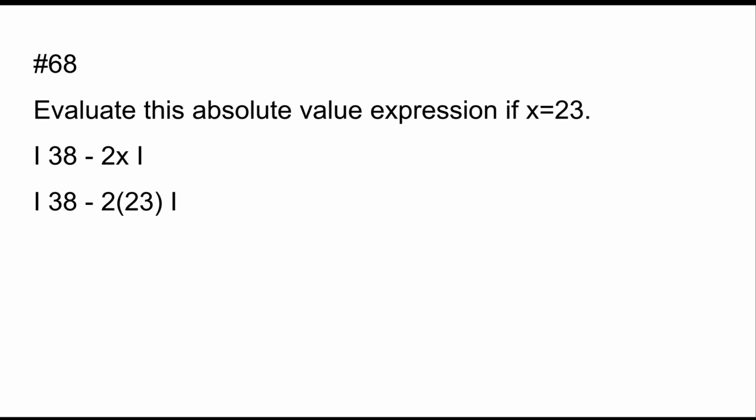Now in PEMDAS, what is our first step? P stands for parentheses. E stands for exponents, no exponents. M stands for multiply, so we need to multiply first. Negative 2 times 23 is negative 46. So now we have a little subtraction problem. 38 minus 46 is negative 8. And then the absolute value means take away all the signs, positive or negative, and we are going to make it an 8. It is 8 spots away from 0. That's what absolute value is.